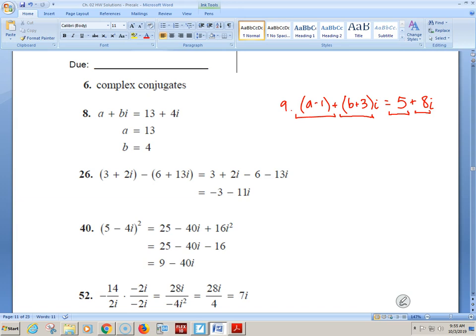There's a real piece and an imaginary piece on both sides. What's the real piece on this side? a minus 1. What's the real piece on that side? 5. And there's an imaginary piece on this side, the one with the i, and an imaginary piece on this side, the one with the i. Question, what do I need a minus 1 to be? 5. a must equal 6, right? That has to produce that. So a minus 1 has to be 5, and 6 minus 1 gives me 5. Got it. a equals 6.